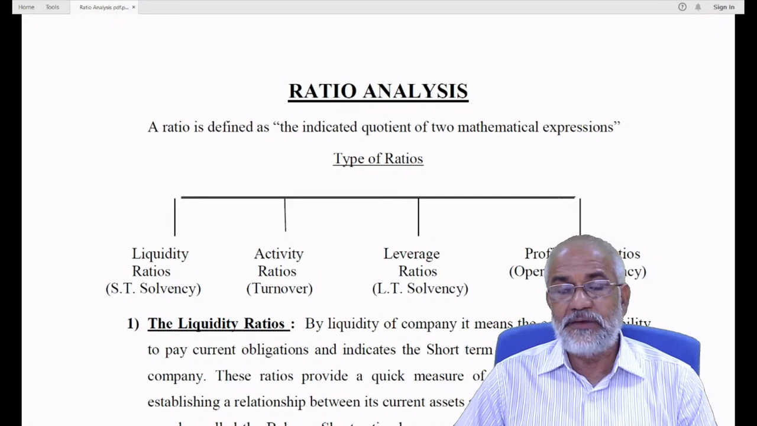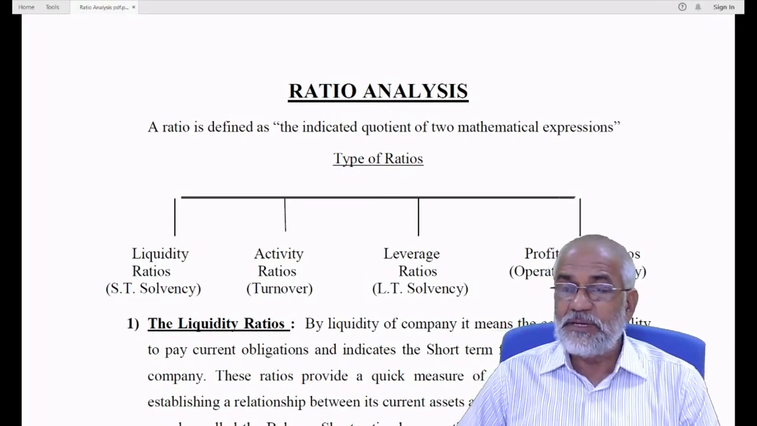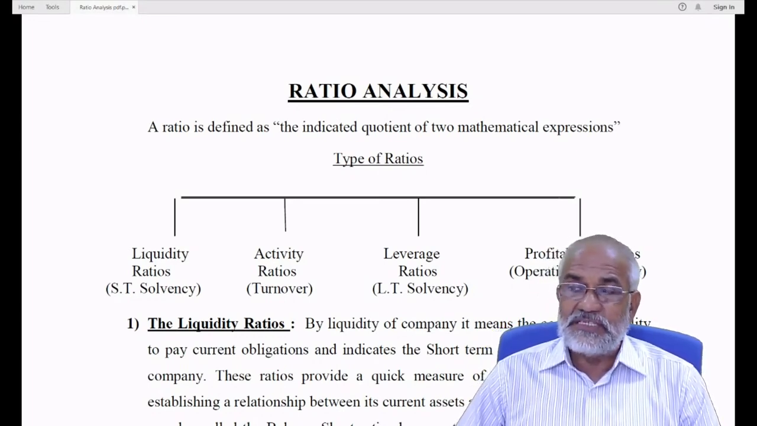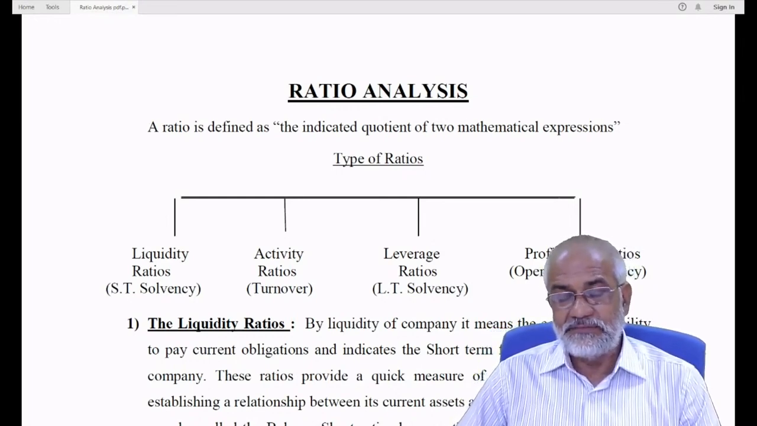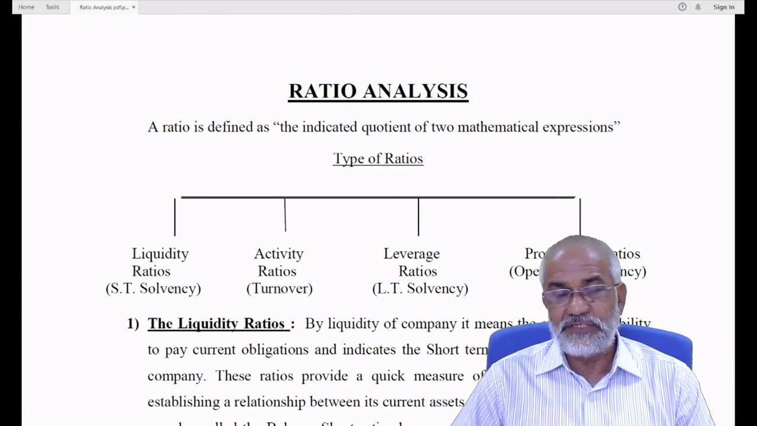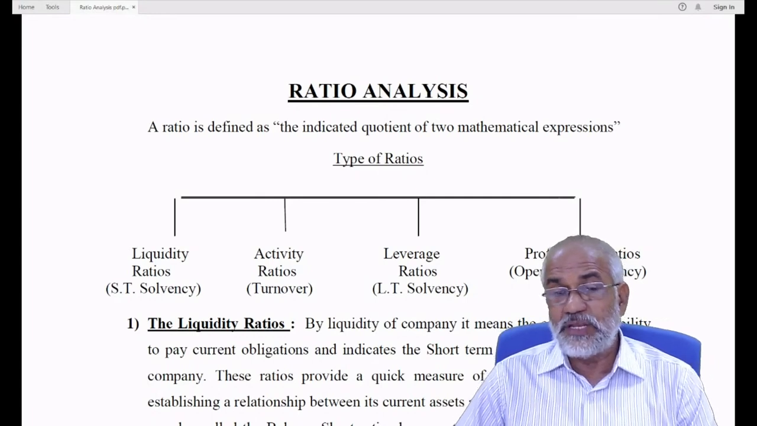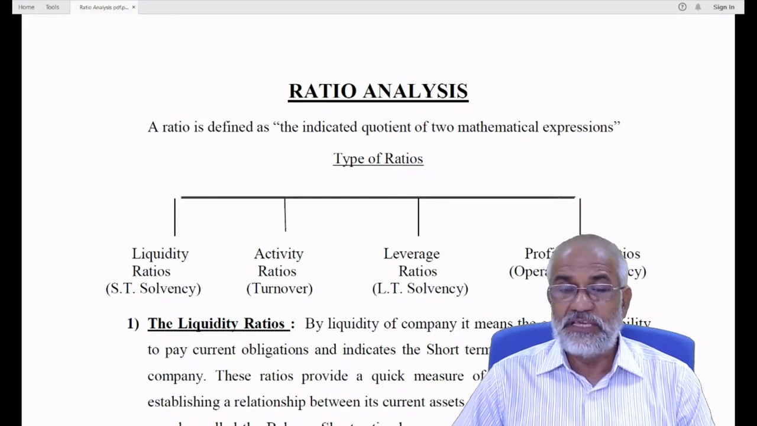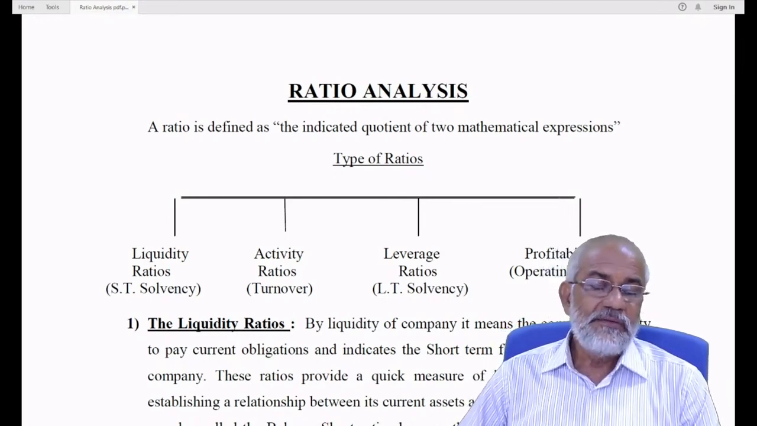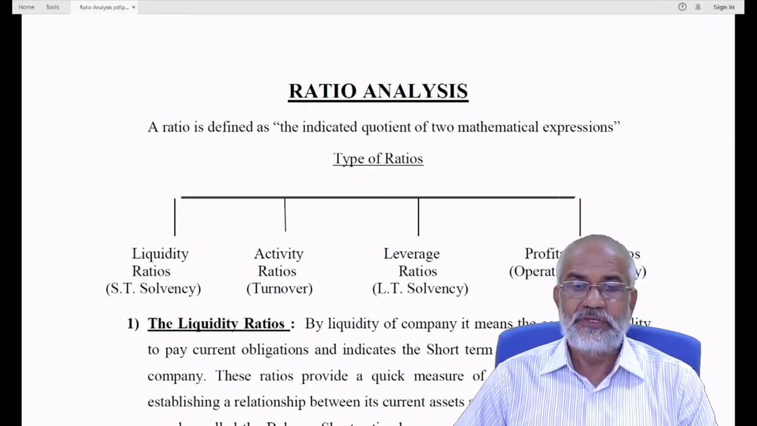When both the figures are picked up from the income statement, either from the trading account or profit and loss account, and some ratio is determined, it is called an income statement ratio. If both the figures are taken from the financial statement or the balance sheet, and some result is determined, it is called the balance sheet ratios. And when one figure is taken from the income statement and the other from the balance sheet, and some result is determined, it is called the combined ratio. But that was the traditional way of classification of ratios.